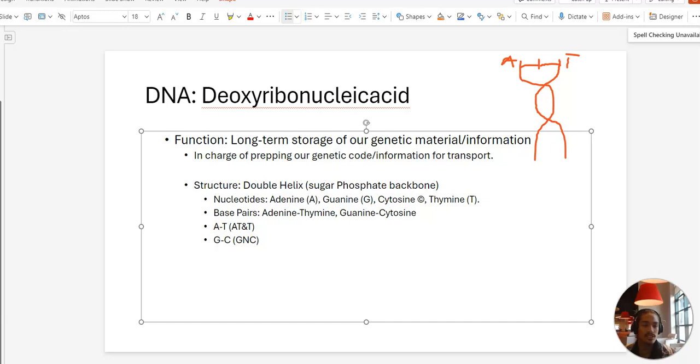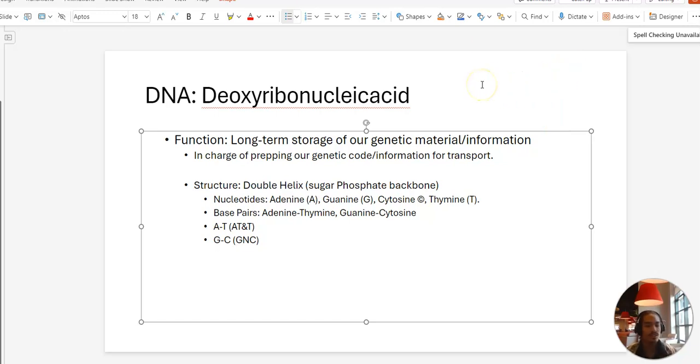Alright? G. Right here. What does that one need? It needs C. Hydrogen bond in the middle. Bam! Together. So, DNA, pretty simple.